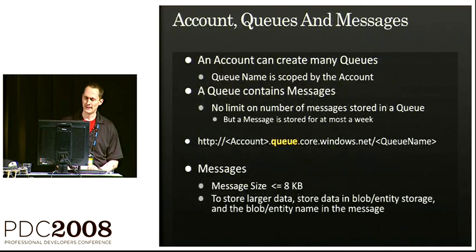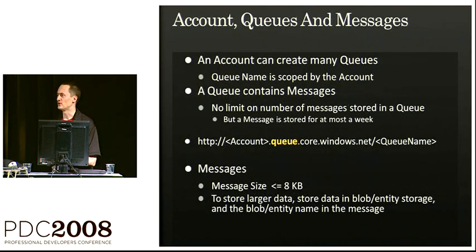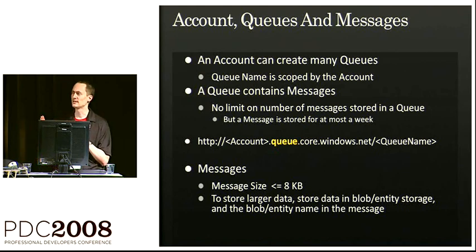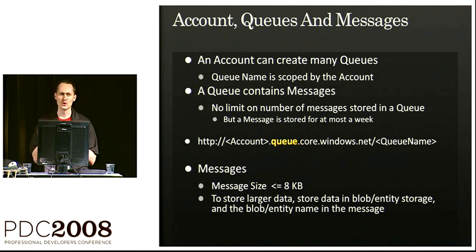Okay? Now, the data model for the queues is as follows. You have your storage account, and inside the storage account, you can create queues. Each queue has a unique name, scoped by the storage account, and the queues contain messages. And there's no limit on the number of messages you can put into the queue. But for the CTP, messages that live in the queue longer than a week will be GC'd.